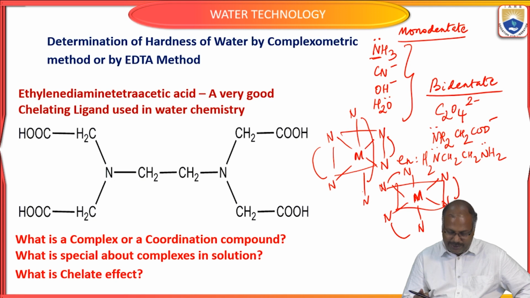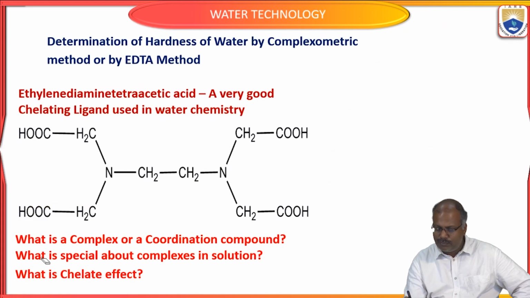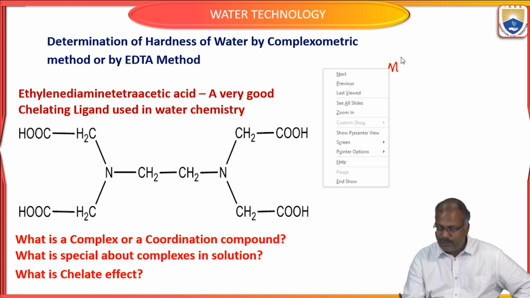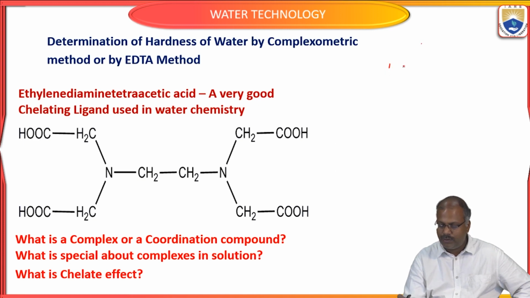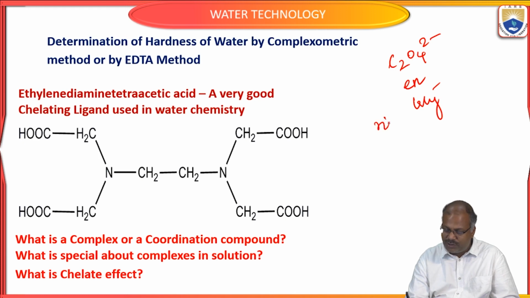So this is bidentate. Compared to monodentate, when you have bidentate, for example metal oxalate, oxalate, ethylene diamine, glycinate, all these bidentate ligands form a ring structure in the complex.